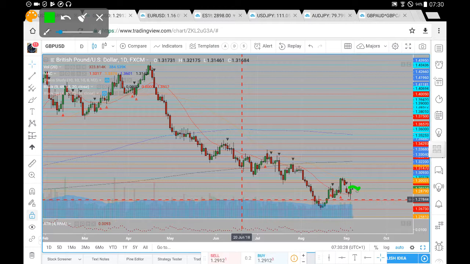Again, we'll see whether that 28.79 does hold. If it does fail, possibly we may just see us retest our lows in around that 128 here on the pound against the dollar. And with that said, that pretty much wraps up the pound dollar analysis.